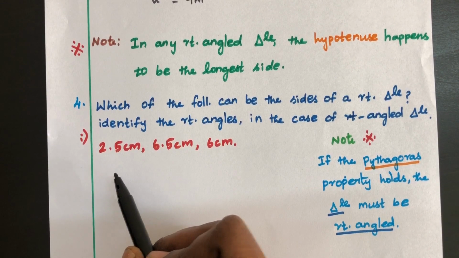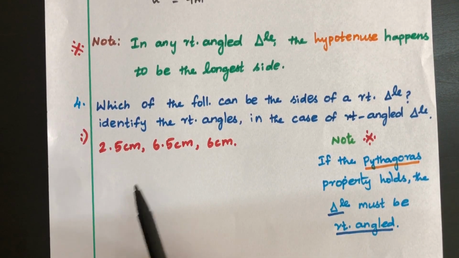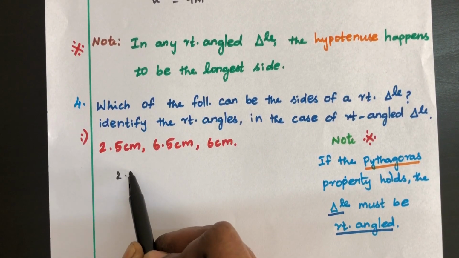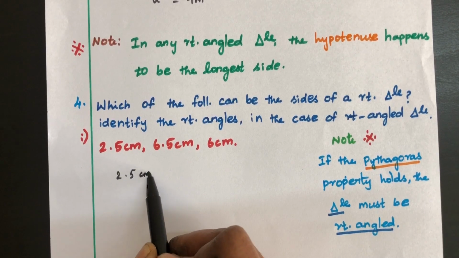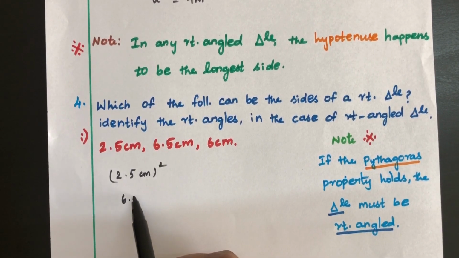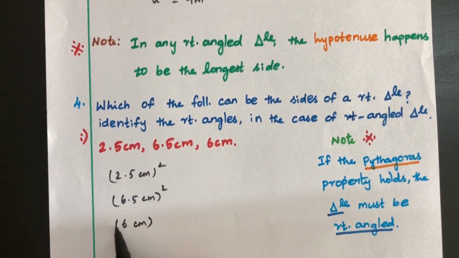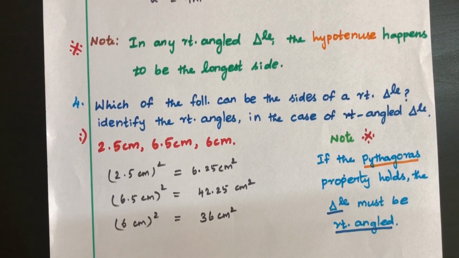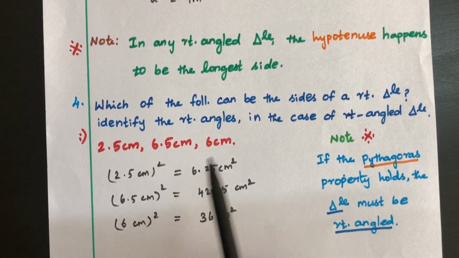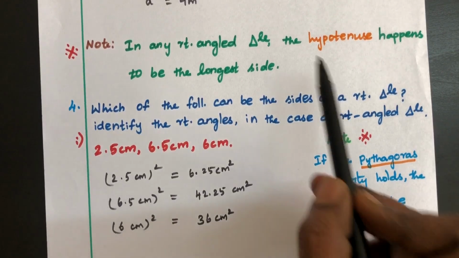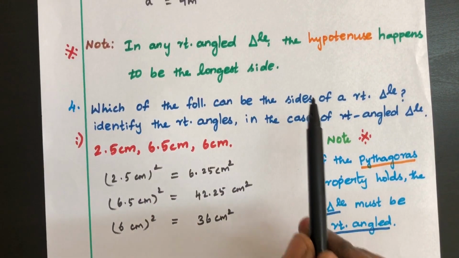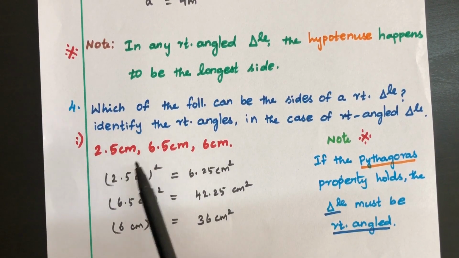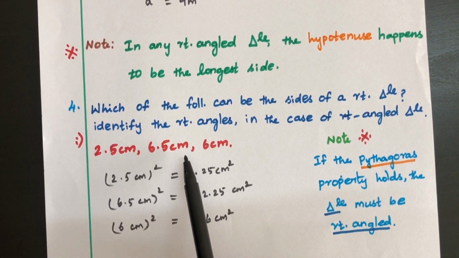So three sides of a triangle they have given. What we need to do is, if they have given sides and ask whether it is a right angle or not, all we need to do is just square the things. 2.5 centimeter the whole square. Similarly 6.5 centimeter the whole square. Find all these square values. That's all. Now we have seen that in any right angled triangle the hypotenuse happens to be the longest side. So just look for the longest side length. 6.5 centimeter is the longest side, right?